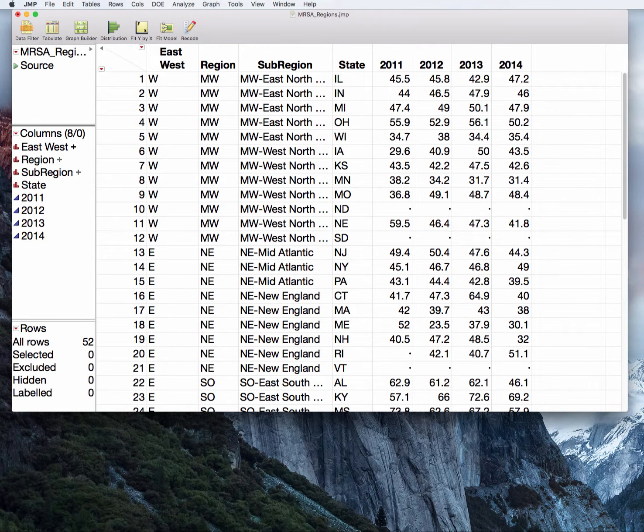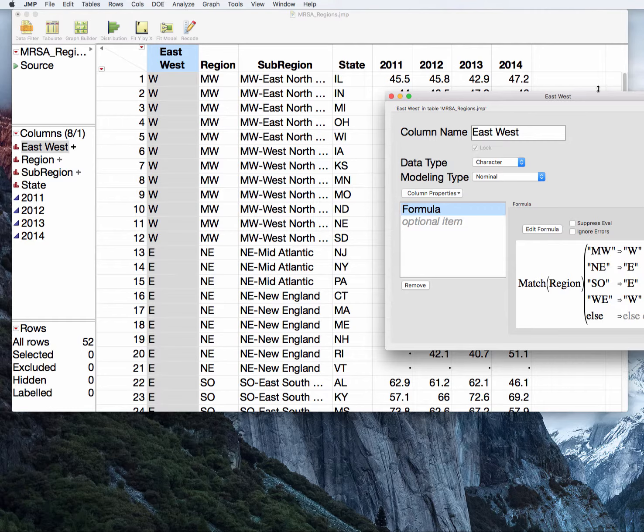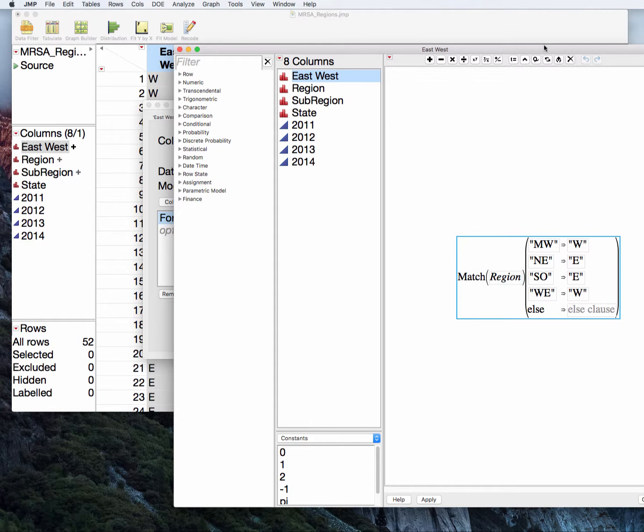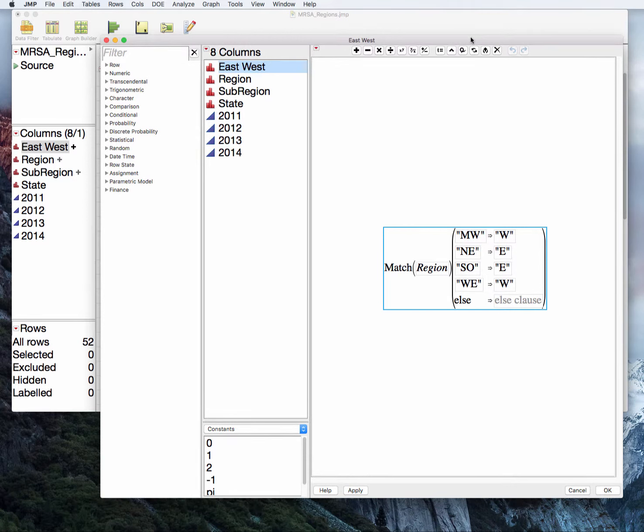To begin comparison of two groups for a mean, or two separate populations, which is what we'll be trying to show with the t-test, if they come from one group or two groups, we'll look at the MRSA regions data. Make sure you create the east-west data on your own, following the video that showed you how to create the region and subregion. The east-west column is very simple. Just take the region column to create groups by east and west.